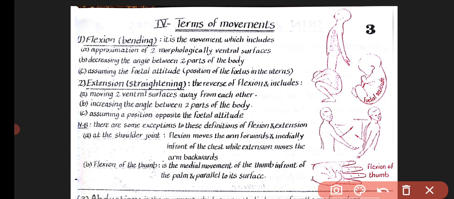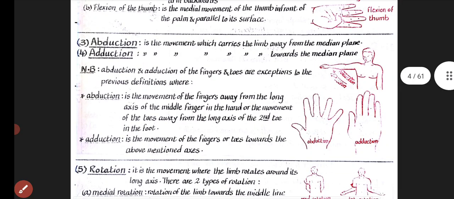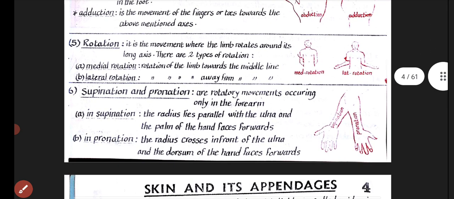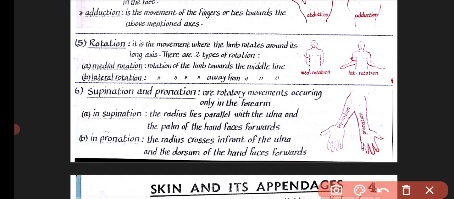Next, abduction and adduction. The movement which carries the limb away from the midline is abduction; towards the midline is adduction. Next one is rotation. There are two types of rotation: medial rotation, the limb rotating towards the midline, and lateral rotation, away from the midline.